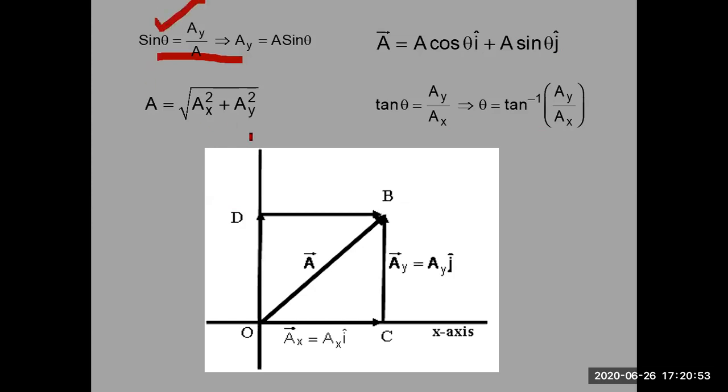So what you have done: this was a vector A. You drew a perpendicular from point B on the x-axis. After drawing the perpendicular, you got two components of this vector, Ax and Ay, the horizontal and vertical components. These are called components of a vector, also called rectangular components. Ax i means the horizontal vector, and Ay j means the vertical vector. This is the concept of rectangular components.